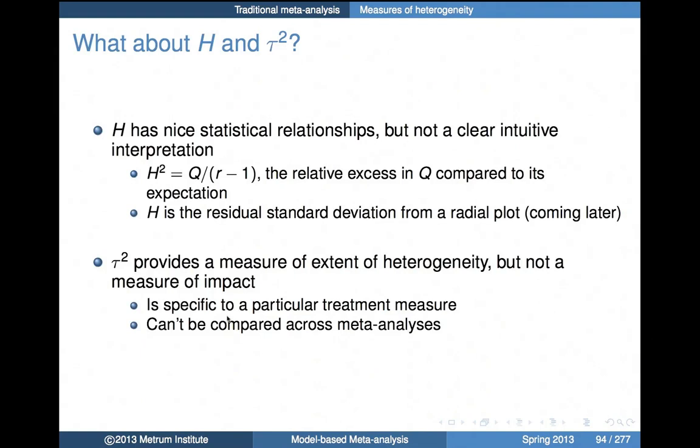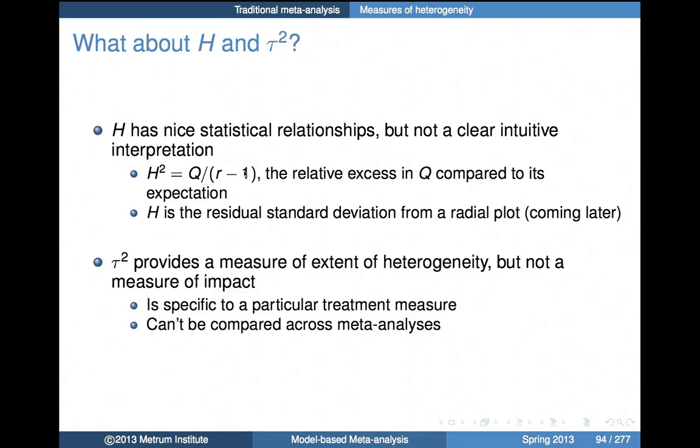In that paper where Higgins and Thompson proposed the I squared measure, they also proposed a statistic called H. It's one that they decided to discount. However, as statisticians, they rather liked it because it does have nice statistical relationships. But as practicing statisticians, they realized that it didn't have any clear intuitive interpretation, so it would have a limited benefit. But for anyone who's interested, H squared they define as the Q statistic divided by its degrees of freedom. So from a statistical perspective, that's simply the relative excess in Q compared to its expectation, keeping in mind that the expectation of a chi-squared random variable is its degrees of freedom.